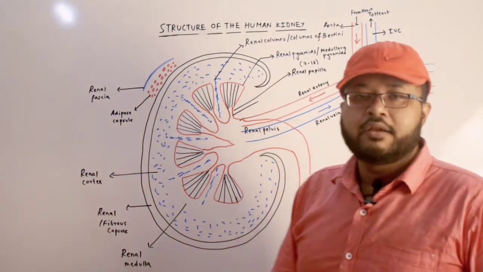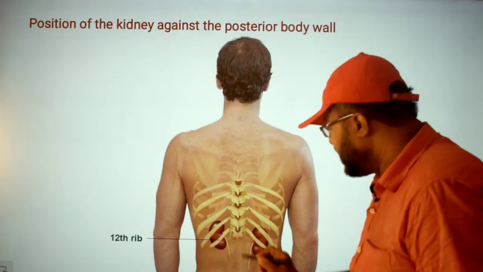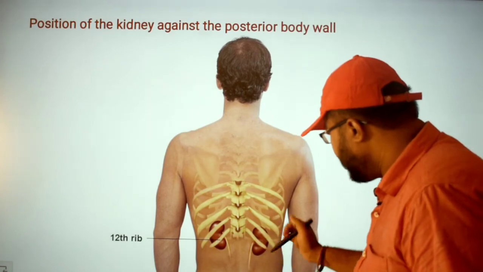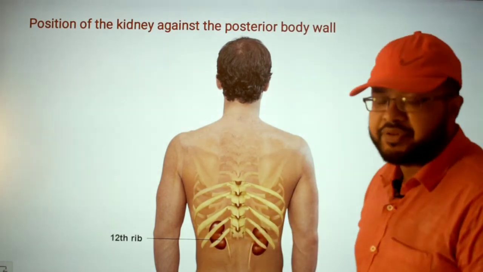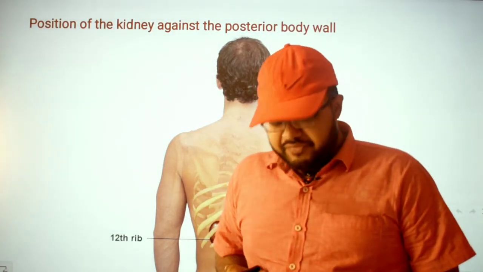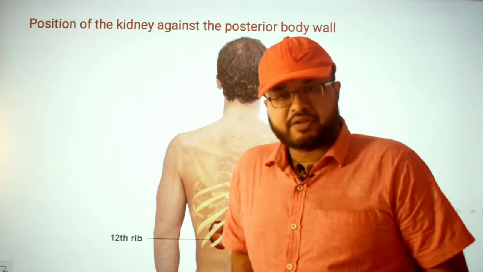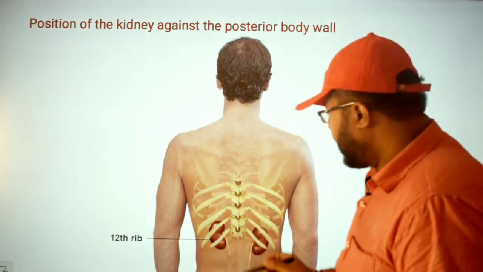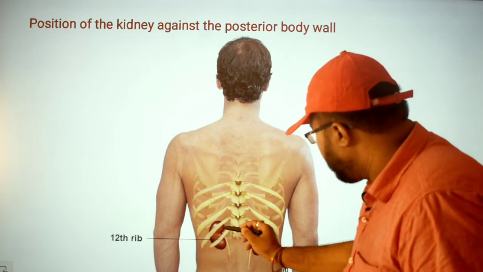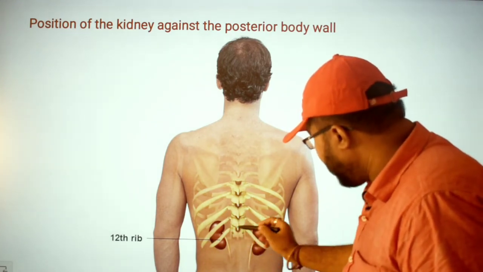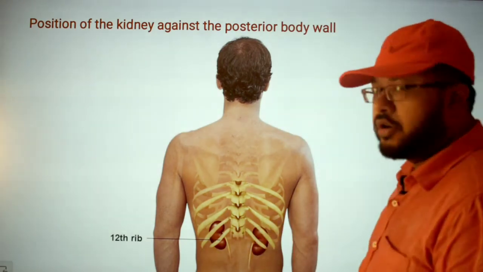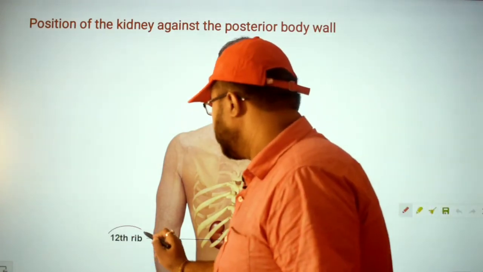Now let us see some diagrams. These are the kidneys. The right kidney is placed slightly lower than the left kidney because of the presence of liver on the right side, which displaces the right kidney downwards. The kidneys are protected by the last two pairs of ribs, the 11th and the 12th pair, which are called floating ribs.